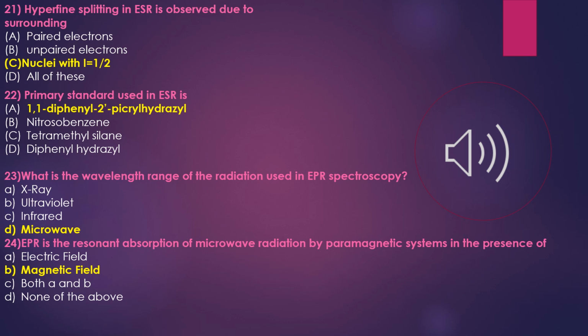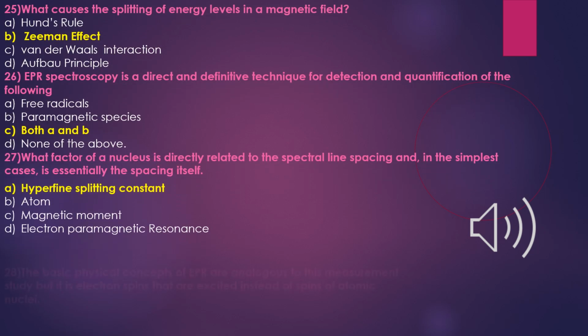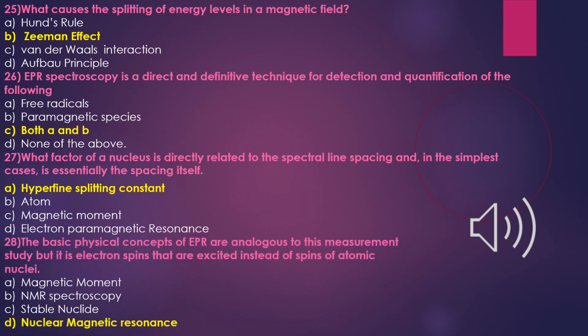Number 24. ESR is the resonant absorption of microwave radiation by paramagnetic system in the presence of A, electric field, B, magnetic field, C, both A and B, D, none of the above. The answer is B, magnetic field. Number 25. What causes the splitting of energy level in a magnetic field? A, Hund's rule, B, Zeeman effect, C, van der Waals interaction, D, Aufbau principle. The answer is B, Zeeman effect.